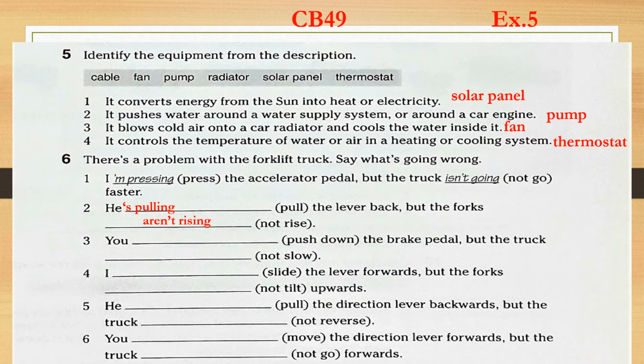Welcome back. Let's see number three. The answer is you are pushing down the brake pedal, but the truck isn't slowing. Number four, I slide the lever forward, so I am sliding the lever forward, but the forks are not tilting upwards. Number five, he is pulling the direction lever backwards, but the truck is not reversing or isn't reversing. Finally, number six, you're moving the direction lever forward, but the truck isn't going forwards. Very good.